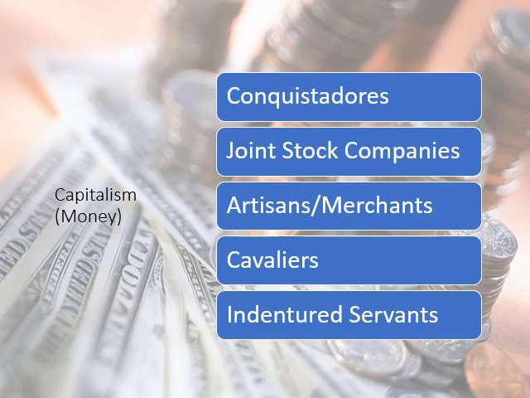So these are some of the entities that will be associated with this colonization of the New World. Conquistadors, joint stock companies, artisans and merchants, cavaliers, and indentured servants. We'll get into a little bit more of that later, but just know that all of these entities, all these people were motivated by the desire to make money out of the New World.